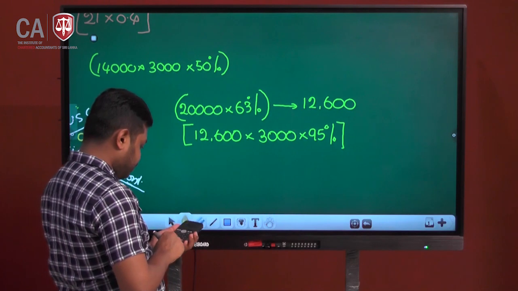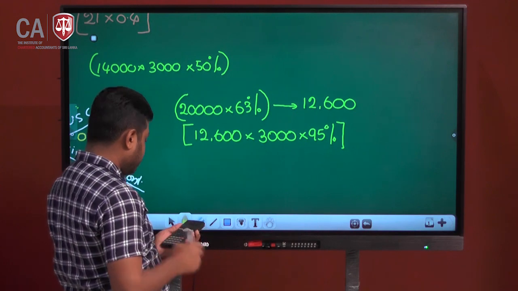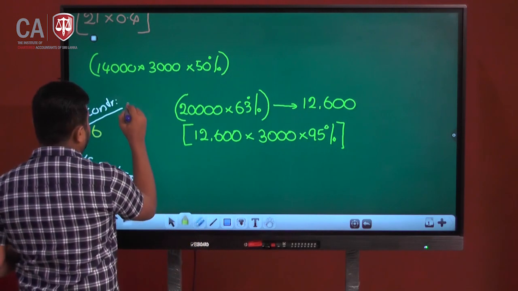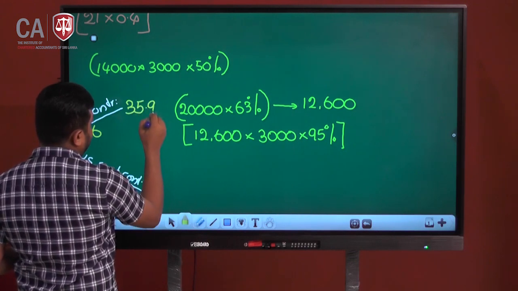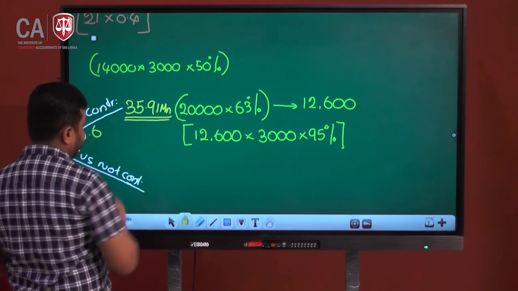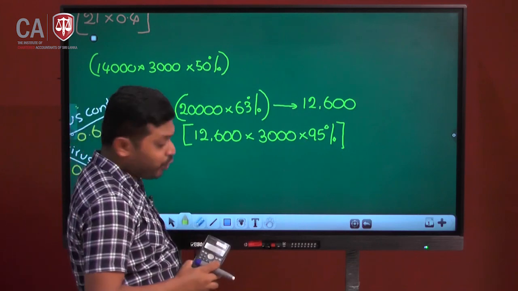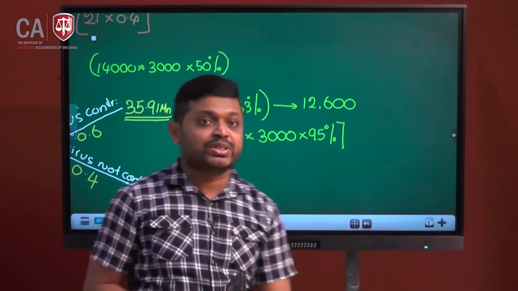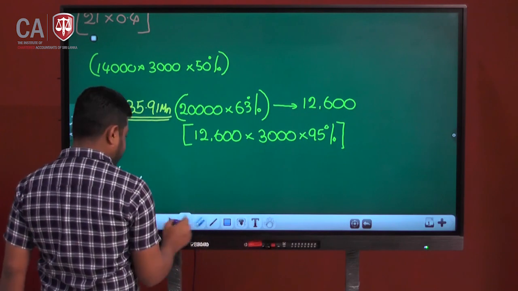12,600 into 3,000 into 95%. That is 35.91 million. If virus is not controlled, occupancy ratio is 85% of room nights. Now you are earning 12,600. I will work it out here.